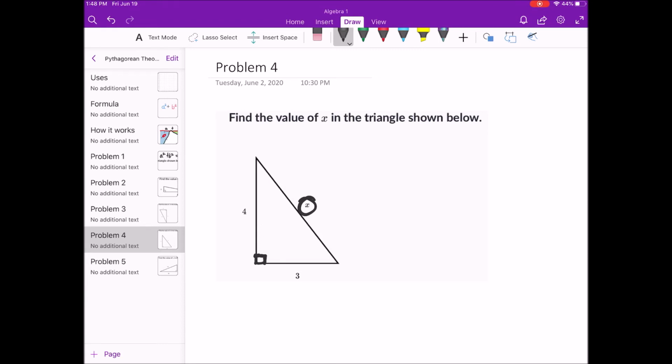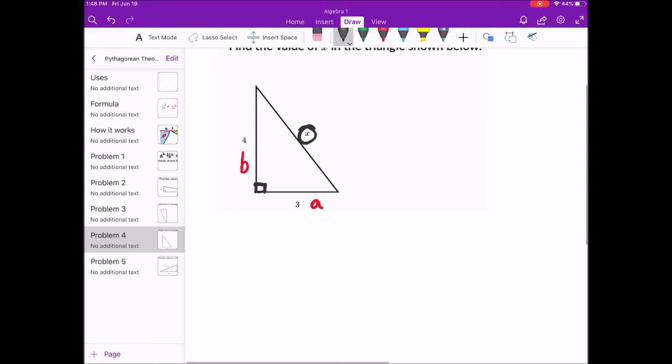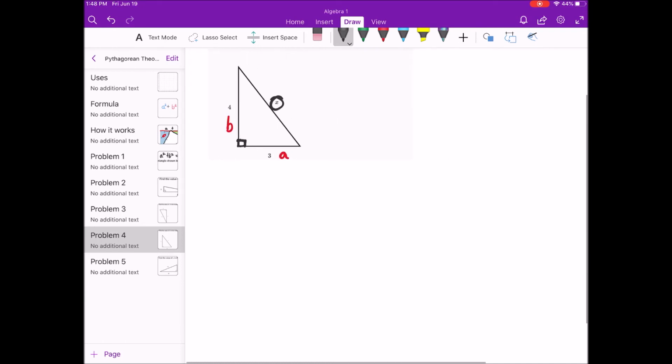So, we're trying to find the hypotenuse, and we know that A, I'm just going to pick the shortest side, is 3, and B is 4. So then, let's just fill that into the formula. A squared plus B squared is equal to C squared. We know that A is 3, so we fill in 3 squared plus B is 4, so we put in 4 squared is equal to C squared.